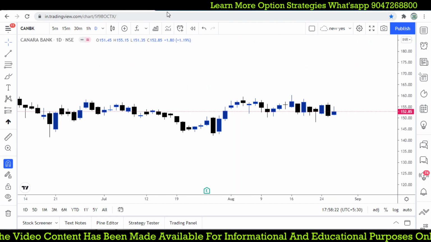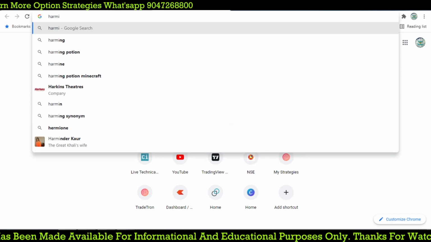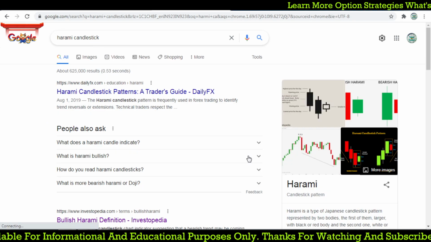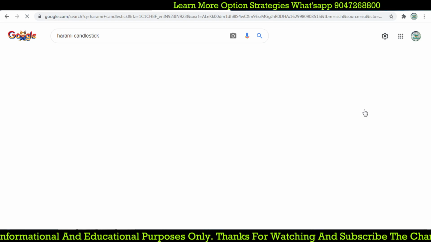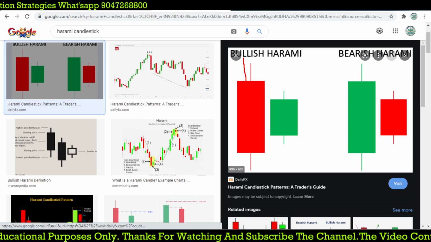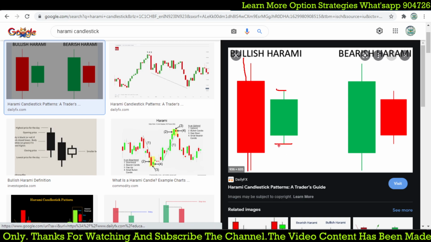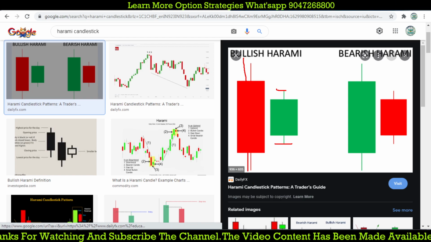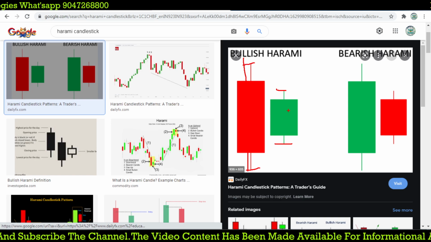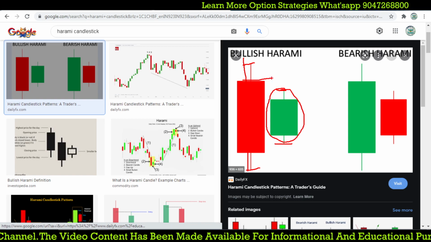Before that, what is Harami? We have to know, right? So what are Harami candlesticks? Let me show you exactly what Harami is. The first day should be a big red candle and the next day should be inside it, so it just looks like an inside candle, right? The first day should be negative, and if it forms at a bottom, the next day should be a bullish candle which is inside the body of the previous day.